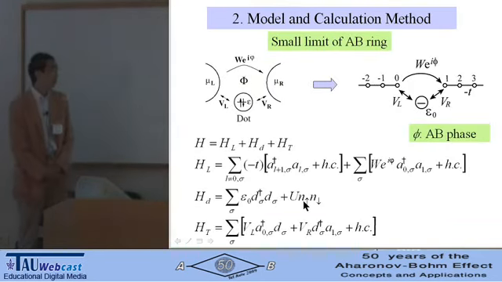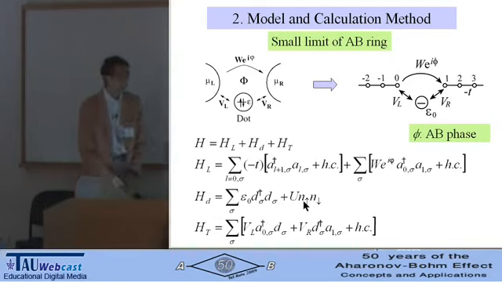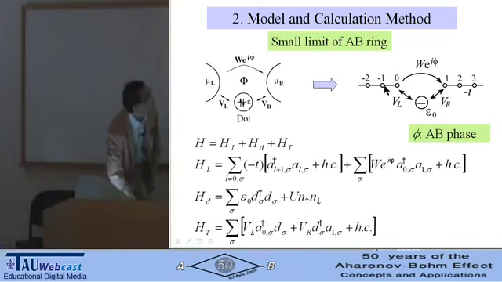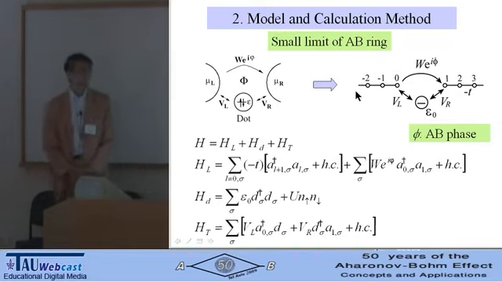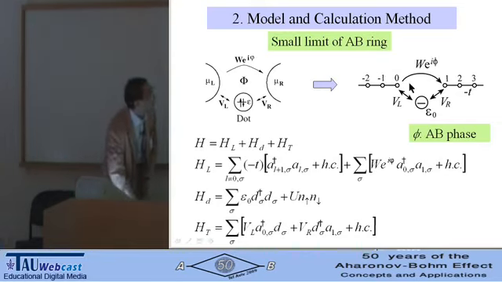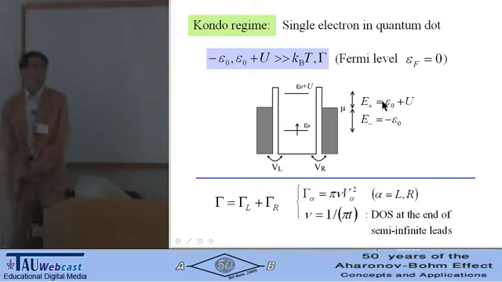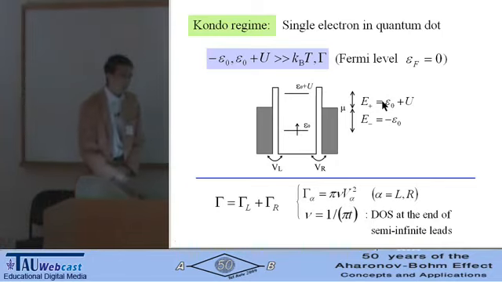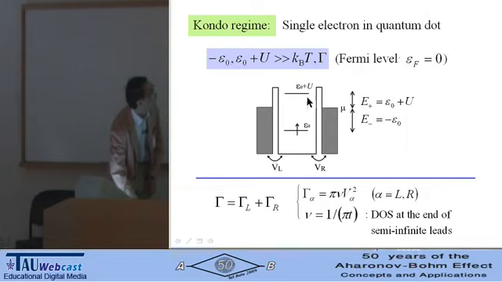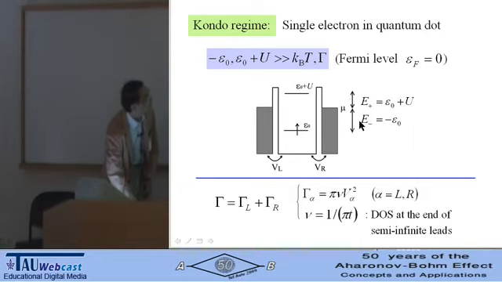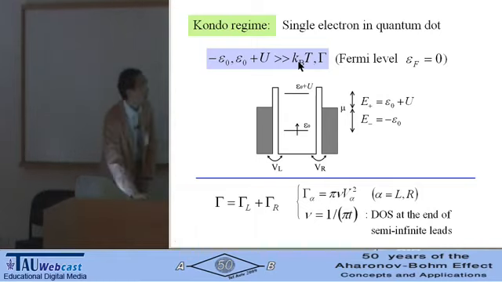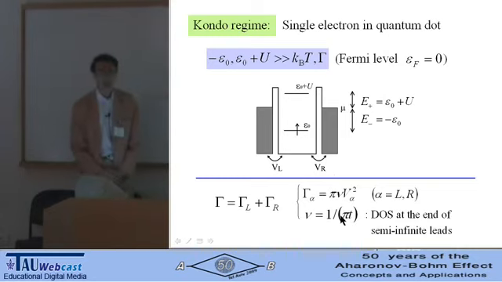So this is our model. Our model is almost the same as Hofstetter's model. And two leads are represented by a one-dimensional tight-binding model. And we are interested in the Kondo region, where a single electron is localized in the quantum dot. That is, addition energy of the single electron on the quantum dot and also the extraction energy from the quantum dot are much larger than the thermal fluctuation and level broadening gamma. And gamma is given by this equation, and nu is the density of states in the lead.